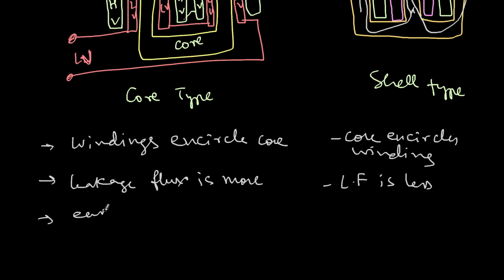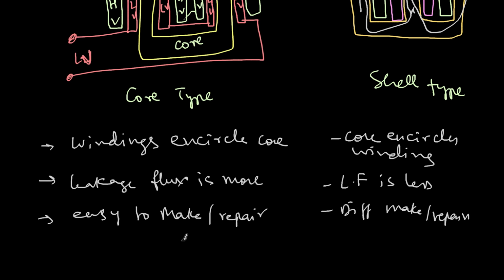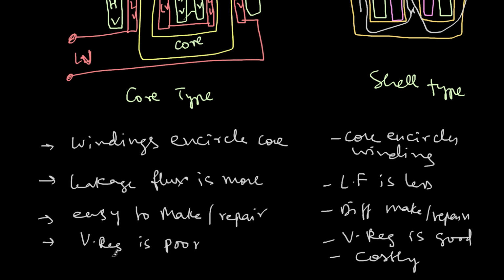So this is easy to make and repair, whereas this is difficult to make and repair. But the advantage is, here voltage regulation is poor. Voltage regulation means how well it is able to maintain the voltage when the load current increases, so that the voltage drop should not make the voltage go very poor. But that is not the case with this core type, relatively, and here voltage regulation is good. And this is costly, and this is less costly or cheap. This is all again comparative.